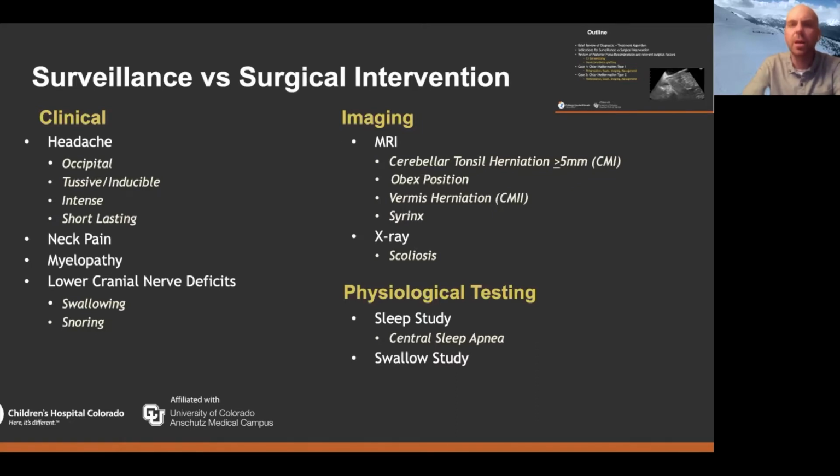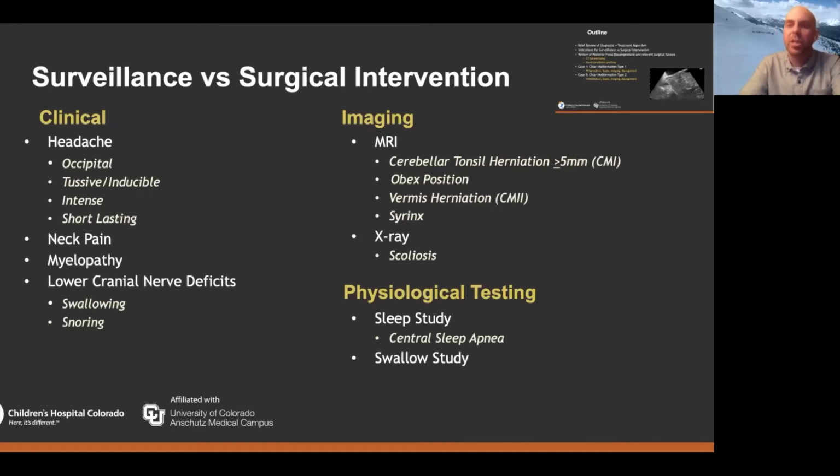Other things that are really common in terms of the clinical findings with patients with Chiari are neck pain, myelopathy, which is usually going to come along with a syrinx or something like that. Lower cranial nerve deficit, so that can come along with brainstem compression, and that can manifest as swallowing problems, sleep apnea, snoring, things of that nature. So those are sort of the clinical pieces that you're looking for. Periodically, you'll even see things like eye movement abnormalities or loss of reflexes.